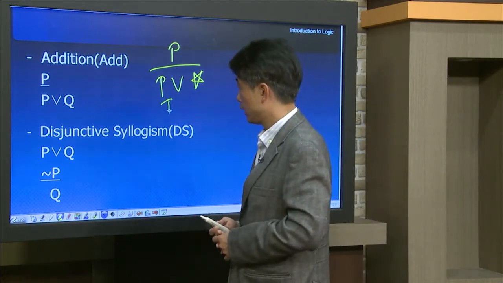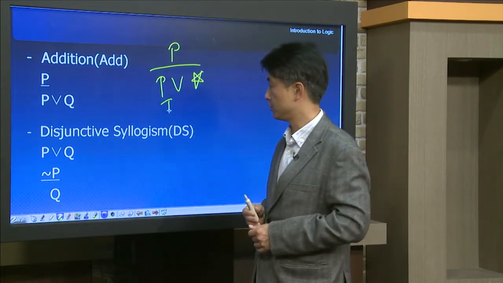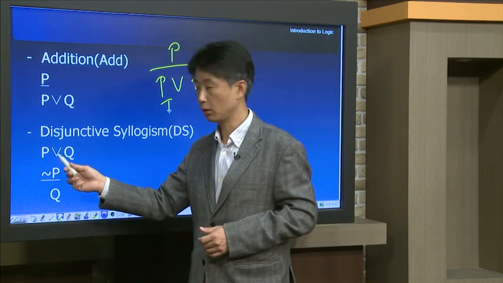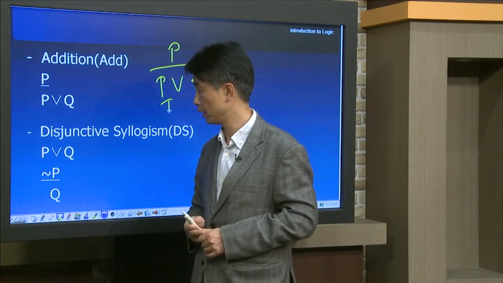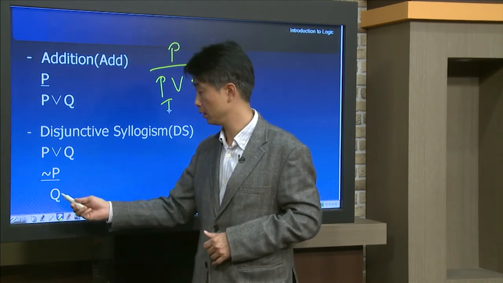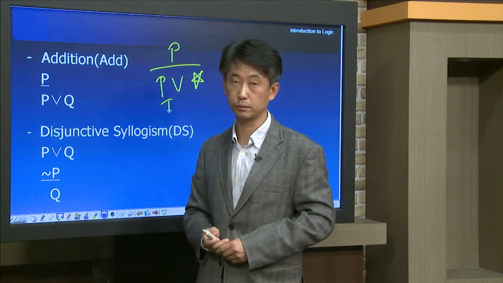The next one is called disjunctive syllogism. It says either P or Q is true, and you learn that one of them is not true, then the other has got to be true.